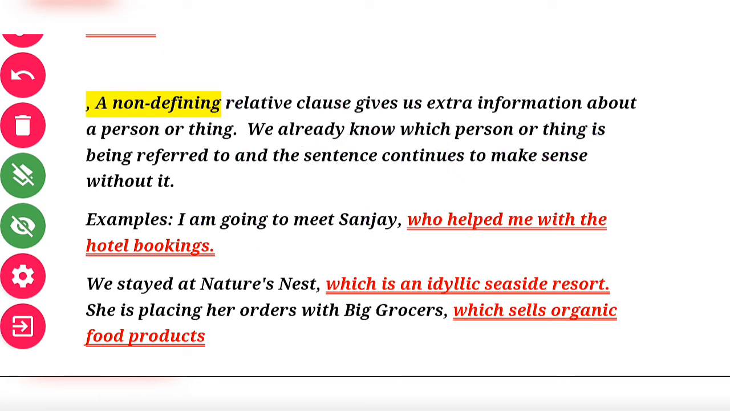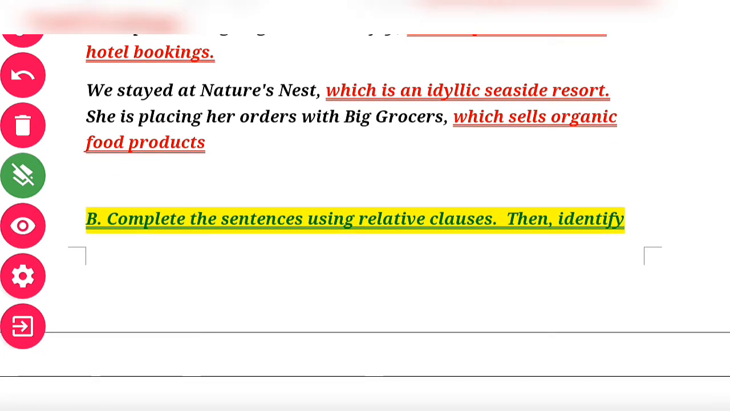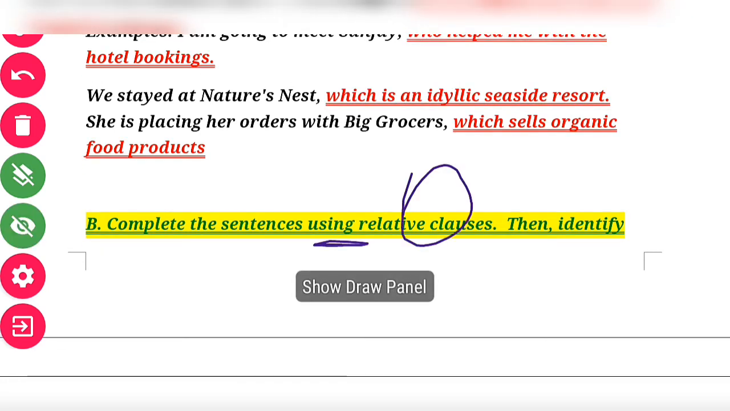Okay. I am going to meet Sanjay, who helped me with the hotel booking. Who helped me? Sanjay is already given. So we are already familiar with the name Sanjay, the person Sanjay who helped me in booking hotels. Okay. She is placing her orders with big grocers which sell. Again, you will see that it is a defining clause, not separated by a comma.